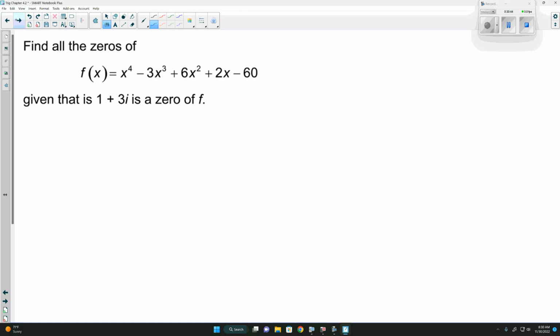Go back one. Yep. So we want to find all the zeros of this polynomial function, given 1 plus 3i is a zero. 1 plus 3i is a zero for f of x. So that's kind of helpful. So we know 1 plus 3i is a solution. What else do we know is a solution? One minus 3i. Because if 1 plus 3i is a solution, 1 minus 3i is a solution. If we have one, we have to have the other.